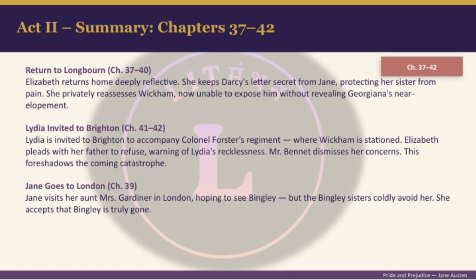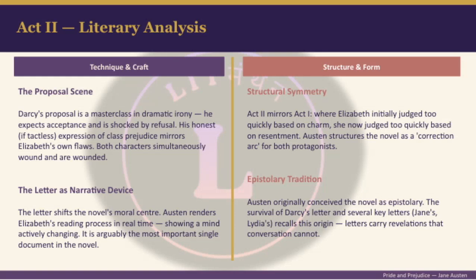characters' fates. Let's explore how Austen structures Pride and Prejudice through Act II, which mirrors Act I in a fascinating way. In the first act, Elizabeth judges Mr. Darcy too quickly based on his charm, but in Act II, she judges him again, this time too hastily based on resentment. This symmetry creates a kind of correction arc, allowing both characters to grow and reevaluate their perceptions.